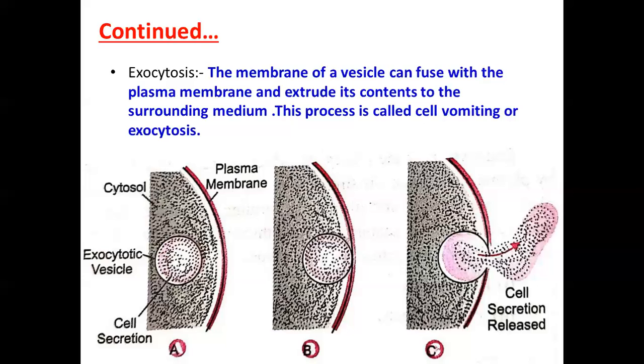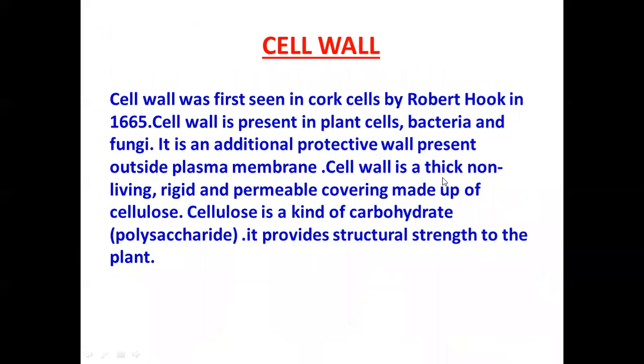So this exocytotic vesicle, whatever things it has to remove, will come in contact with the plasma membrane, then it will rupture and remove that particular thing. That's why it is mentioned as cell vomiting or exocytosis. Next topic, so we are done with the cell membrane. The next topic which we have to start is the cell wall.